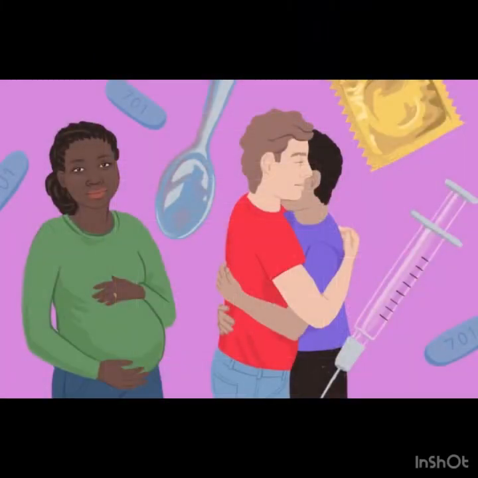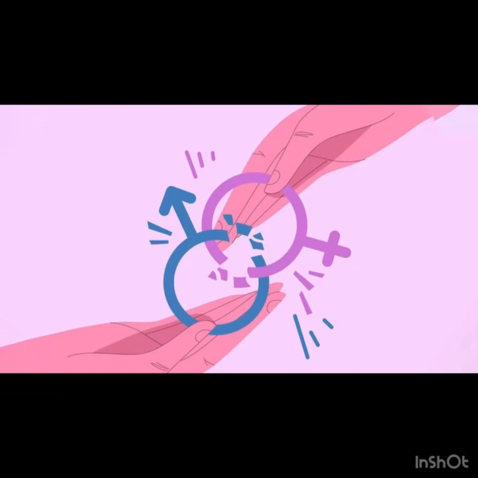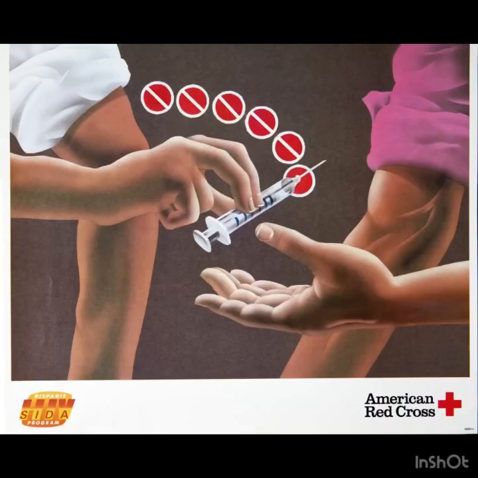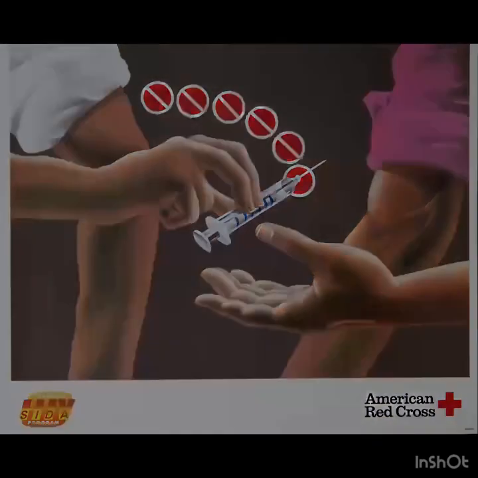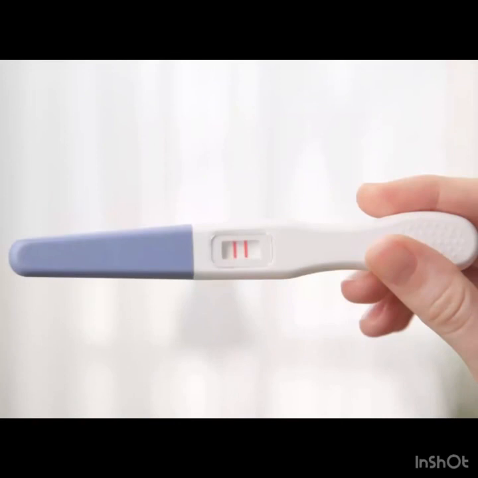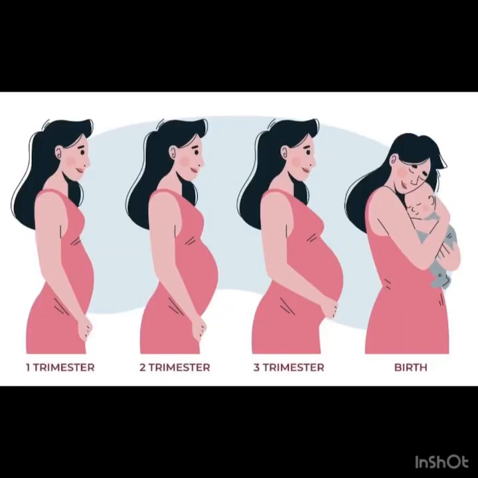HIV can be transmitted through several routes. First, through unprotected sexual intercourse. This includes vaginal, anal, and oral sex. Second, sharing needles or syringes contaminated with HIV-infected blood. This mode of transmission is common among people who inject drugs. Another important route is from an infected mother to her child during pregnancy, childbirth, or breastfeeding.